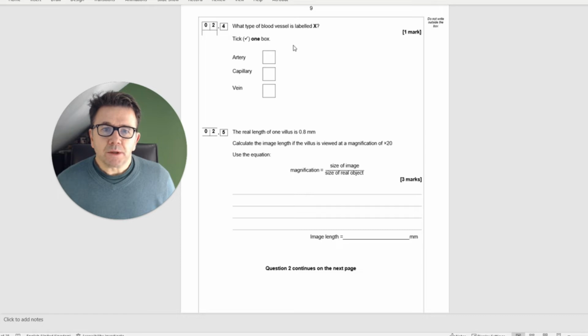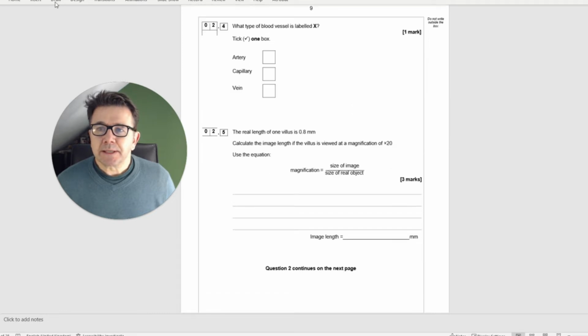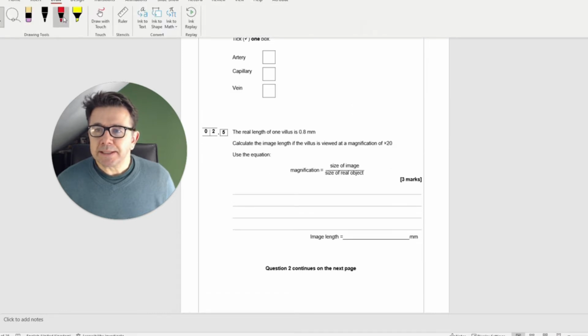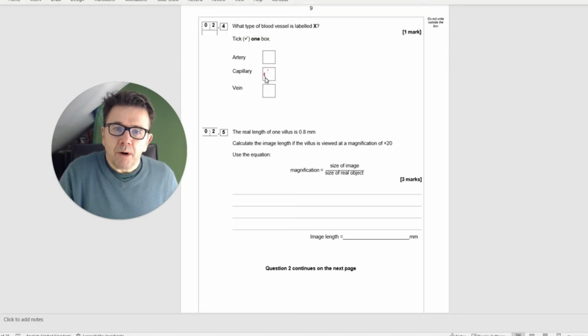Okay, 2.4, what type of blood vessel is labelled X? So let's look at X. Well, that looks to me like a capillary. So it is a capillary, so you would put the correct answer, capillary. You tick 1 box. If you tick 2 boxes, you won't get it right. Okay, so then another calculation.